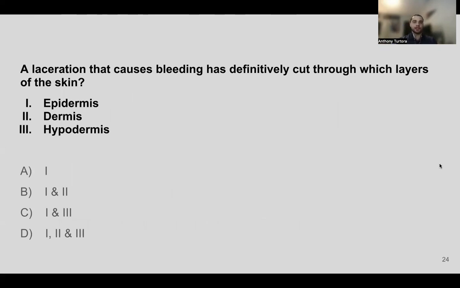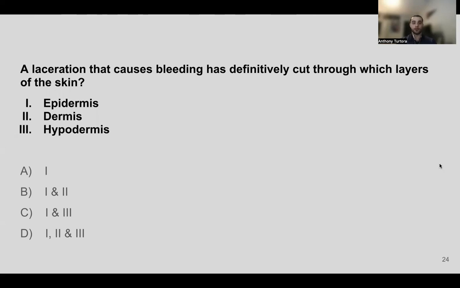All right, so the question states, a laceration that causes bleeding has definitively cut through which layers of the skin? So here I will evaluate Roman numeral 2 or Roman numeral 3, that show up twice. I can evaluate either, but I will choose to evaluate 2. So if I have a cut and I notice blood, it has to have hit the dermis, because this is where blood vessels exist. So I know that 2 is right.